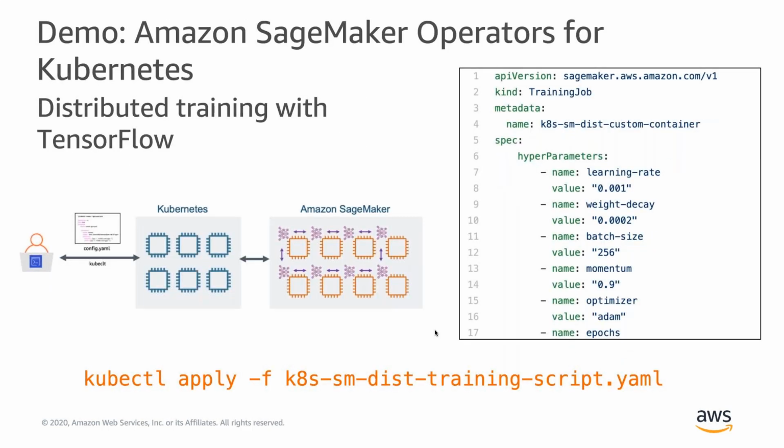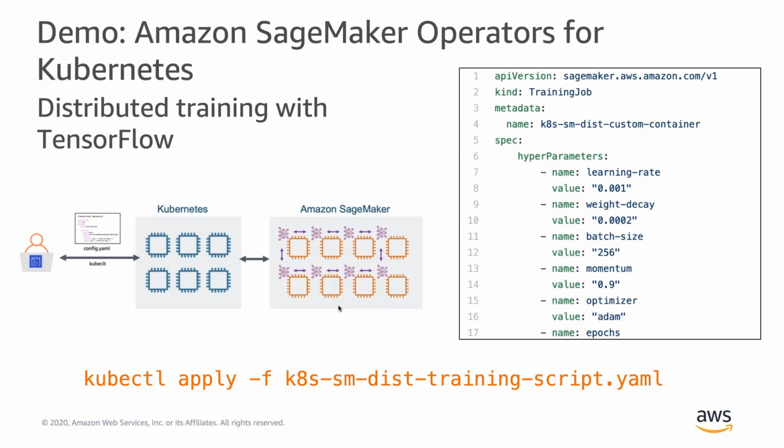So let's take a look at a demo of how this works. What I'll do is show you how to run a distributed training job. So you will write a YAML specification file. You'll use kubectl to submit a job to your Kubernetes cluster, which will in turn use the SageMaker operators to schedule the job on Amazon SageMaker. So you get this burst capacity with Amazon SageMaker, even though you may not have that capacity in your Kubernetes cluster. And because this is fully managed, you don't worry about how to spin them up and shut them down. It's fully managed.